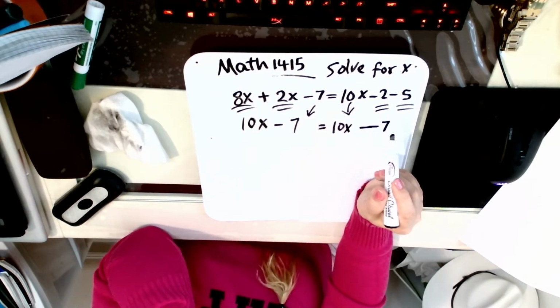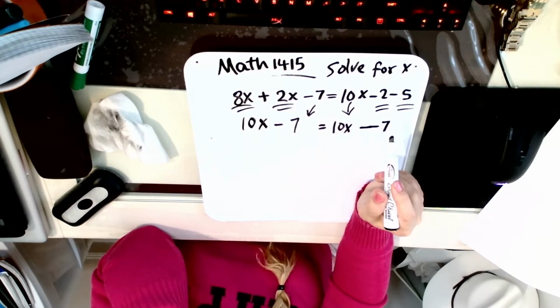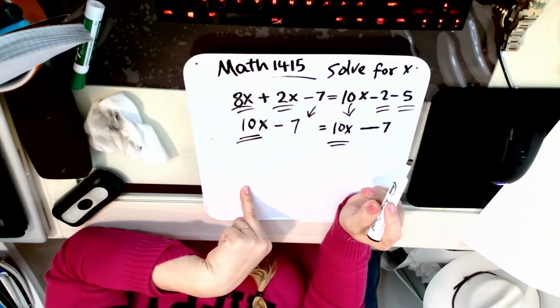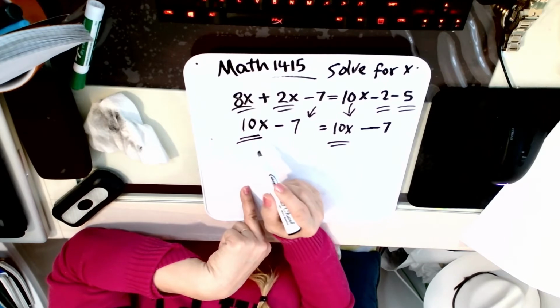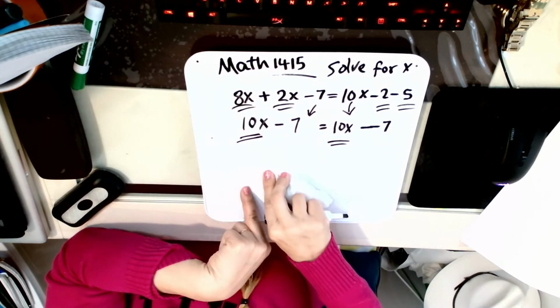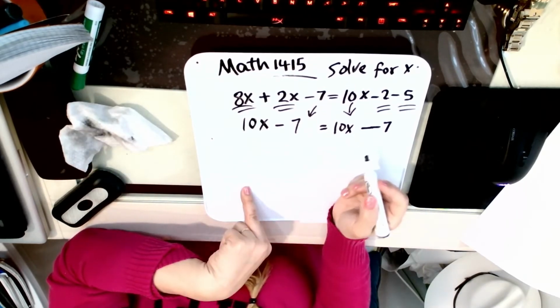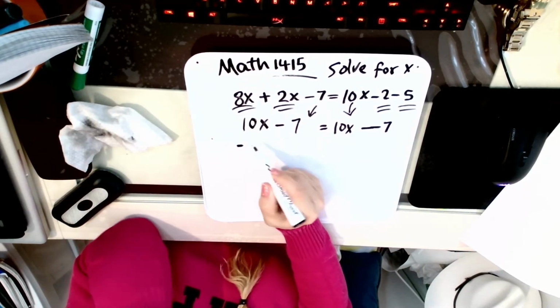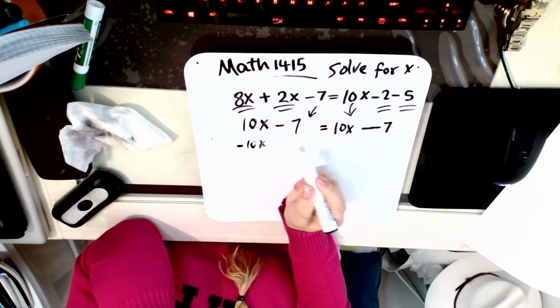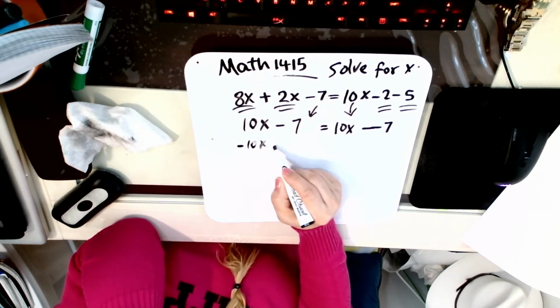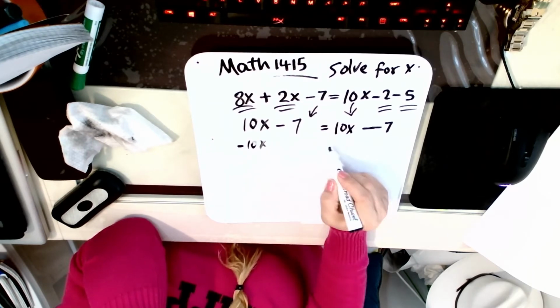Okay, now did you see here 10x, here 10x? So we're gonna subtract 10x from both sides. Minus 10x, minus 10x.